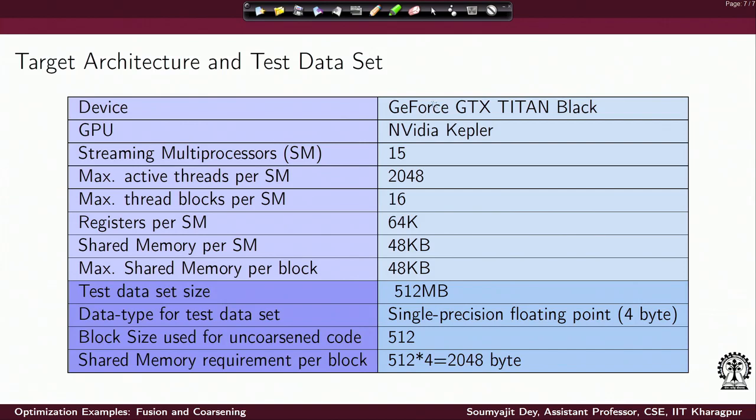So here the device under test is a NVIDIA GeForce GTX Titan Black GPU for this specific work by the authors, and their GPU is of Kepler architecture. Number of SMs is 15. The SMs allow maximum active threads per SM as 2048, maximum thread blocks per SM as 16. So observe, these are very important parameters. So maximum number of active threads allowed is 2048, maximum thread blocks allowed is 16.